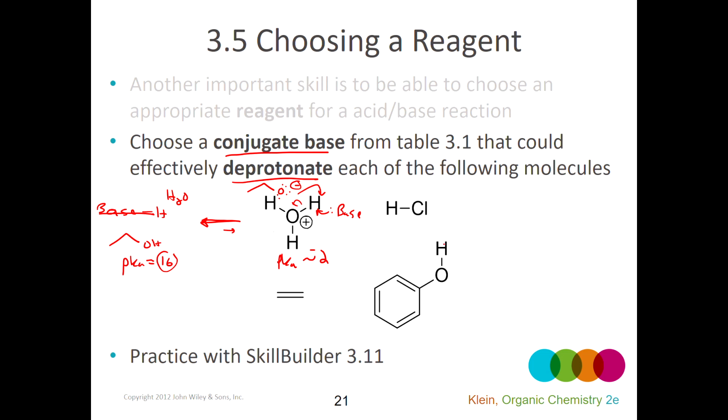We'll just do one more of these for now. Let's take a look at this one here. This structure is listed on table 3.1. It has a pKa of about 10. Really it's listed as 9.9, but I'll just put 10.